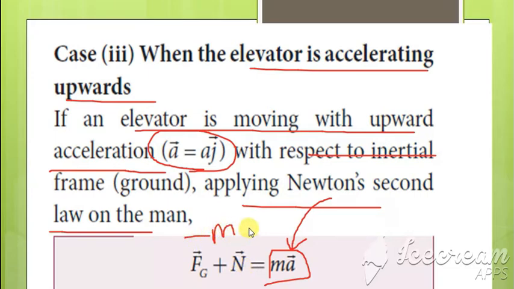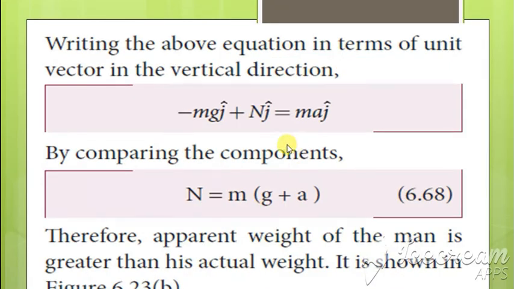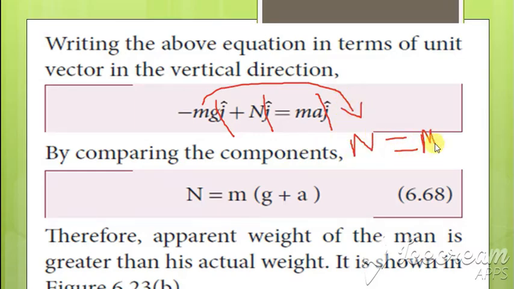So the value of Fg is minus mg into j cap, plus N into j cap is equal to m into a vector, and we can write a into j cap. So this will be minus mg into j cap plus N into j cap is equal to m a into j cap. Throughout this, first cancel the j and bring this mg to this side. So we get N which is equal to m a, and minus mg, if you bring it to this side, becomes plus m into g. Clear? Now bring this m outside, and the remaining is a plus g.